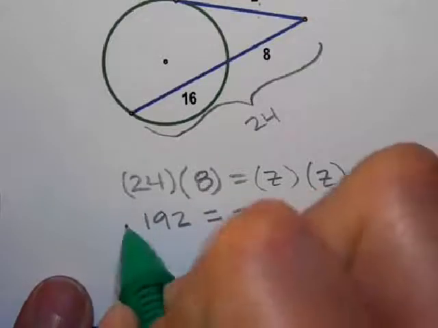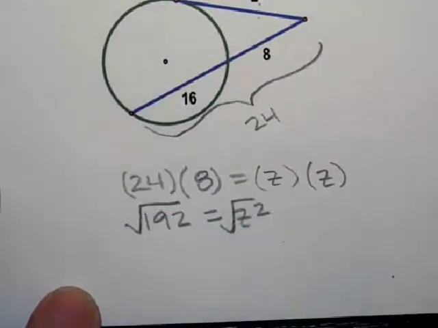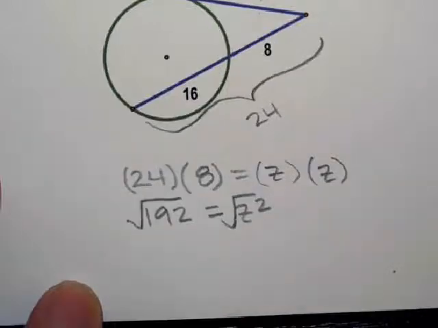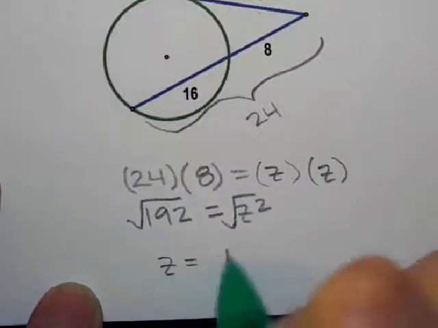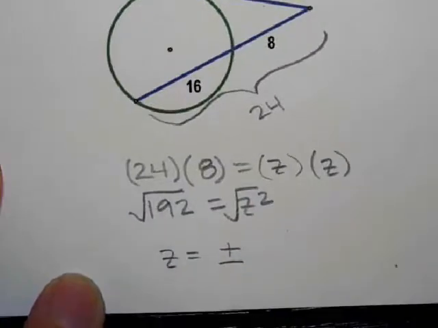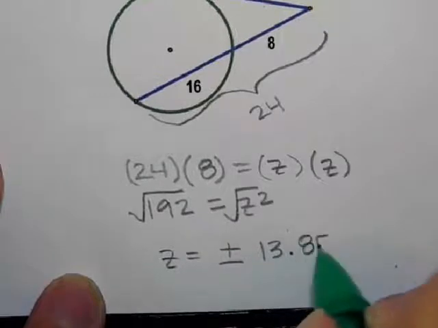Square root. Okay. So now, since we are the ones square rooting, how many answers do we have? 2. We're going to say z equals plus or minus. What's the square root of 192? Okay. And then only one of the answers makes sense.